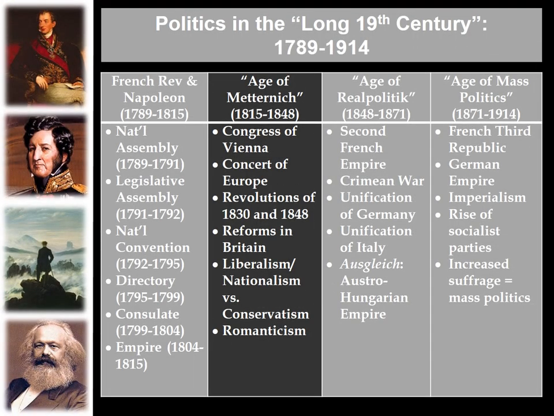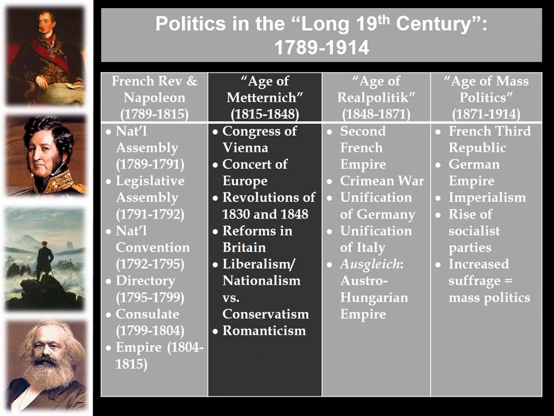This is a graphic for you showing you politics in what is called the long 19th century. If you look at the dates, you see that it really is longer than a century. It starts in 1789 with the beginning of the French Revolution, and it carries through 1914 with the end of the age of mass politics and the beginning of World War I. So that's why we call it a long 19th century.